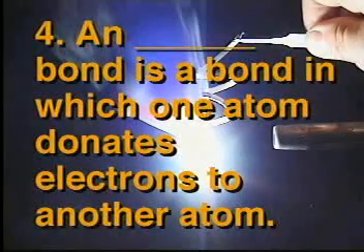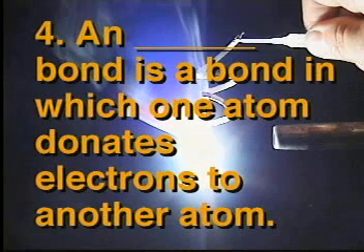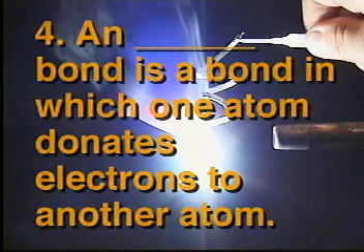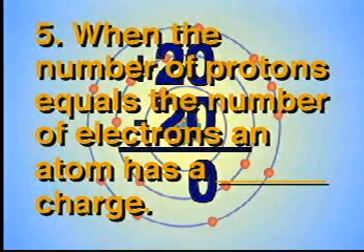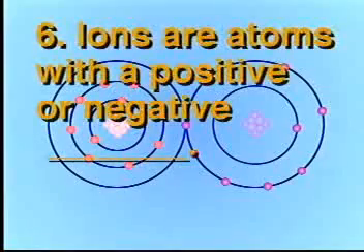Number 4. An ionic bond is a bond in which one atom donates electrons to another atom. Number 5. When the number of protons equals the number of electrons, an atom has a neutral charge. Number 6. Ions are atoms with positive or negative charges.